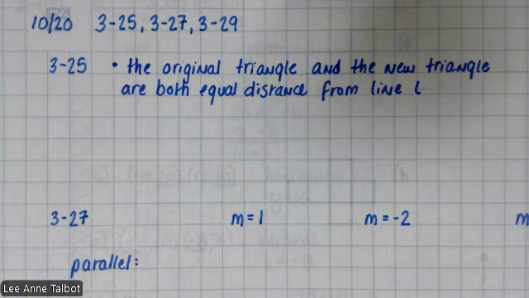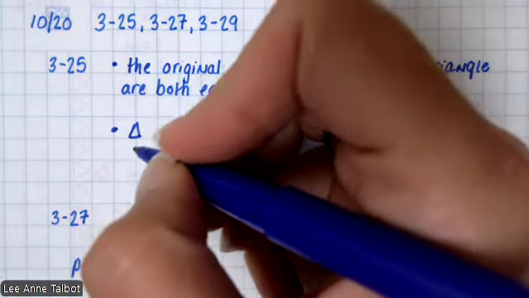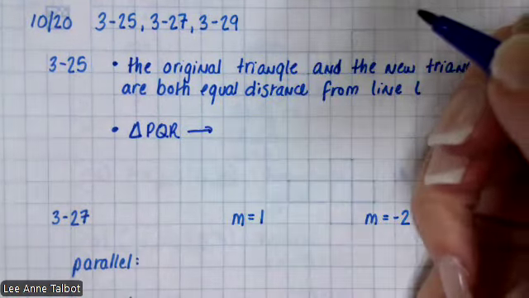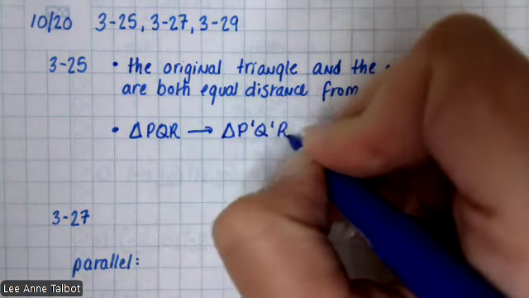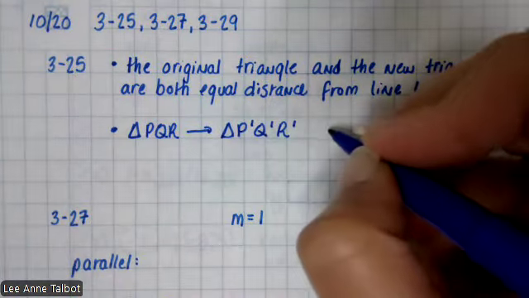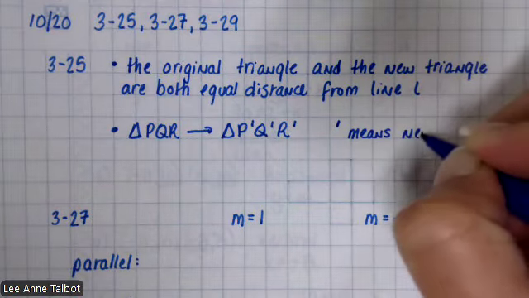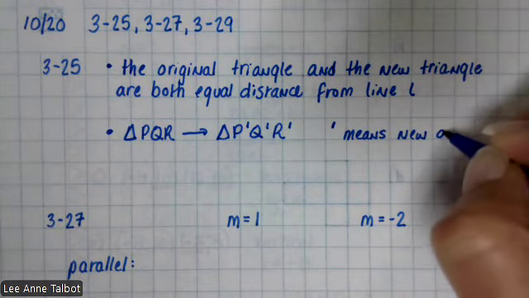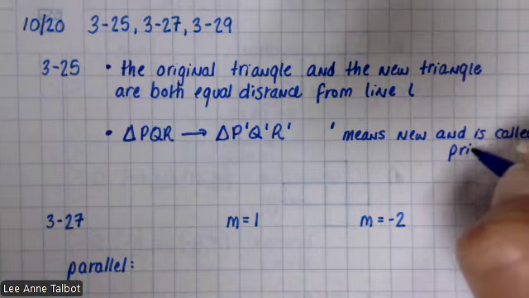Okay, the second thing I want to talk about is the naming of it. Actually, the second and third. So triangle PQR becomes triangle P prime, Q prime, R prime. And this symbol means new or changed. And is called prime.